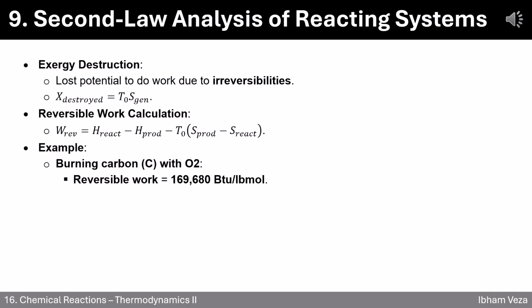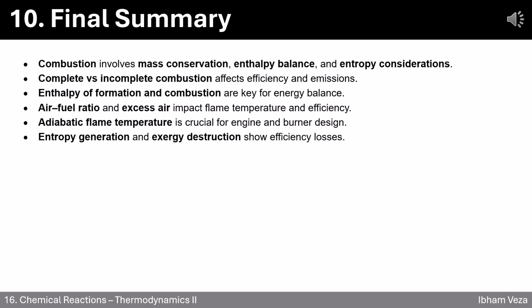The reversible work is the maximum useful work we could get if there were no losses. It's found by subtracting both the enthalpy difference and the entropy-related losses from the reactants to products. For example, when burning carbon with oxygen, the reversible work comes out to 169,680 BTUs per pound mole. This tells us the absolute best-case scenario for energy conversion, helping engineers see how far real systems deviate from ideal performance.